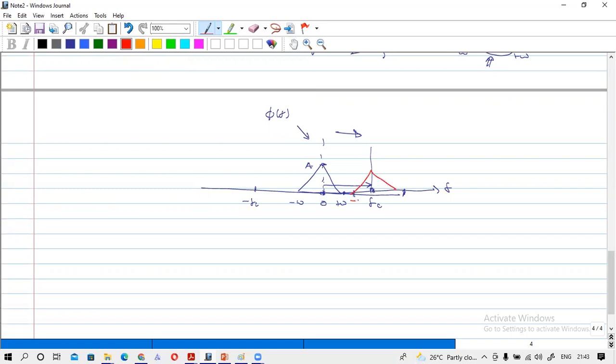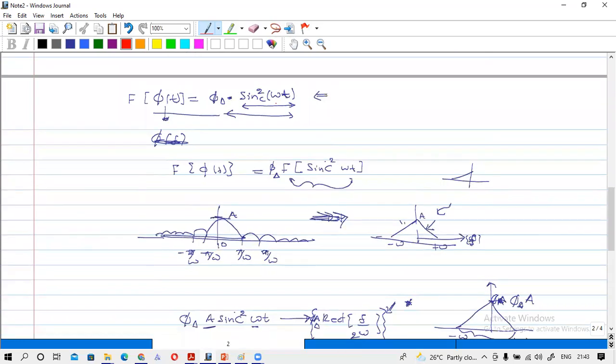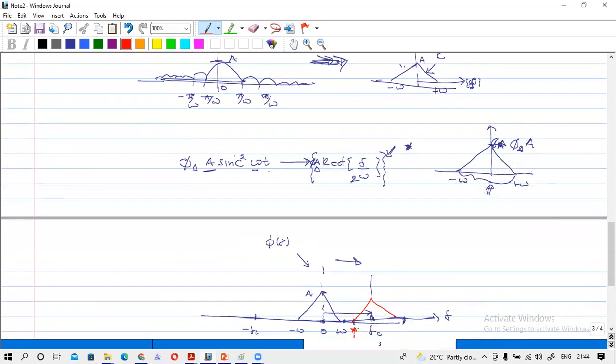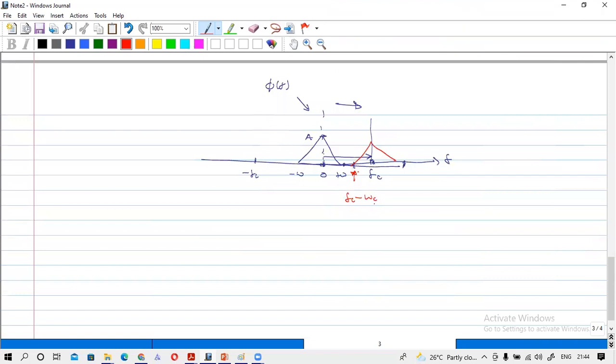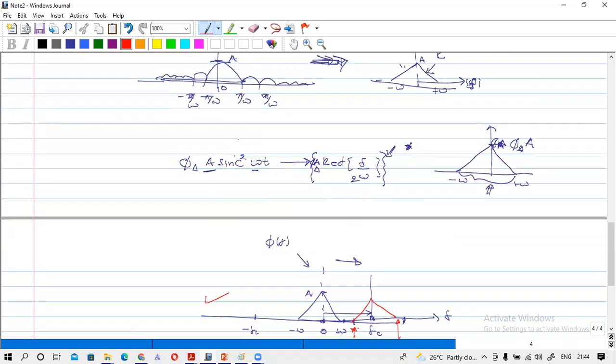Finally, this point is fc minus ω, this is ω, no? So fc minus ω, and this point is fc plus ω. So this is the spectrum. Okay, so I think you can get it.